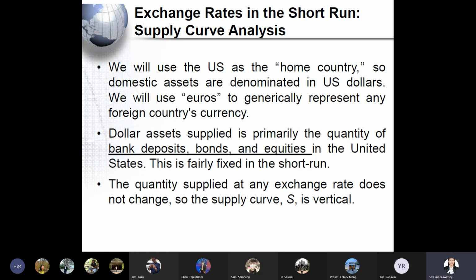The dollar asset supply is primarily the quantity of bank deposits, bonds, and equity in the United States. It's fairly fixed in the short run, and the quantity supplied at any exchange rate does not change. So the supply curve in the short run is vertical in this case. That's why we make these assumptions.